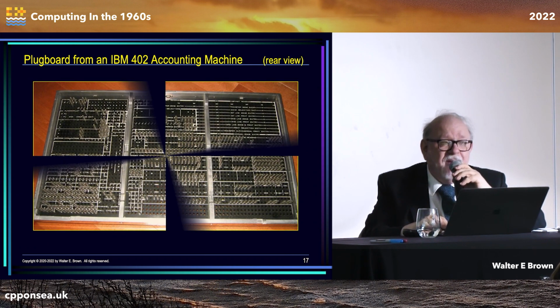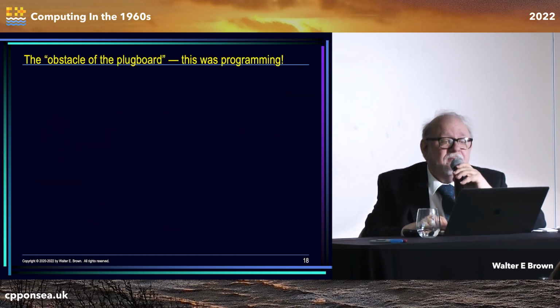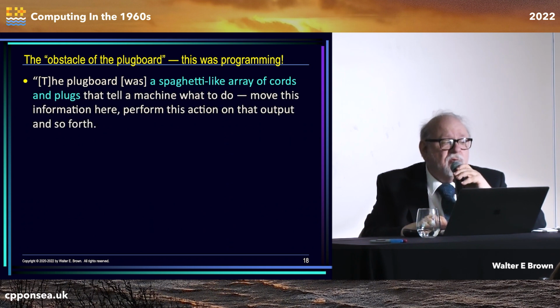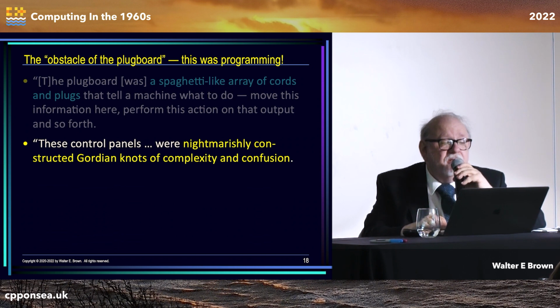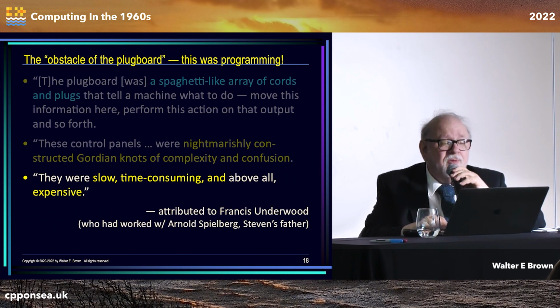This is what it looks like from the back. Nobody enjoyed this, but that's what the technology was. The plug board was a spaghetti-like array of cords and plugs that tell a machine what to do. Move information here, do that action on that output, and so forth. These control panels were nightmarishly constructed Gordian knots of complexity and confusion. I'm fond of that phrase. They were slow, time-consuming, and above all, expensive.